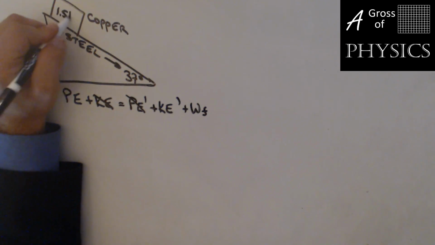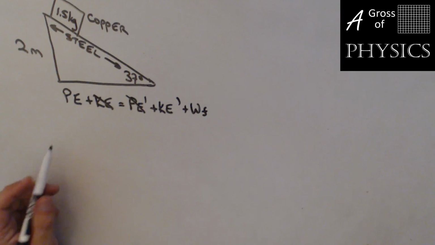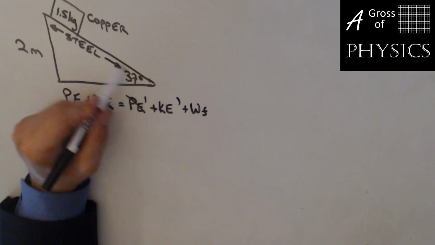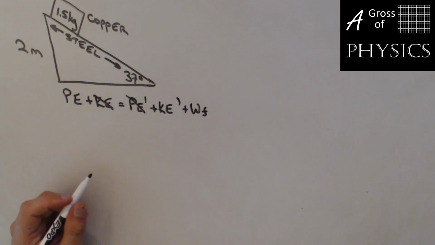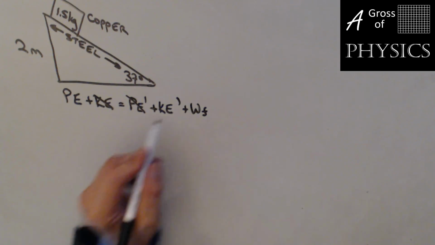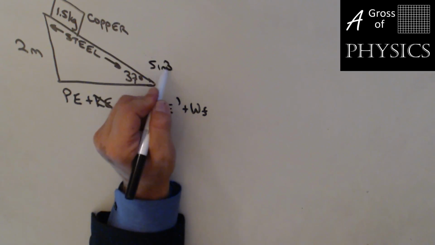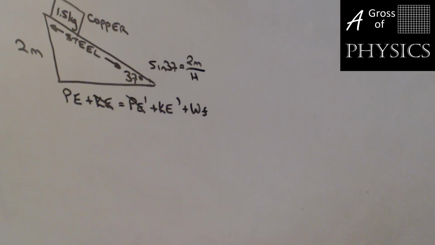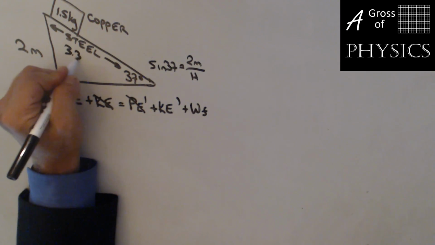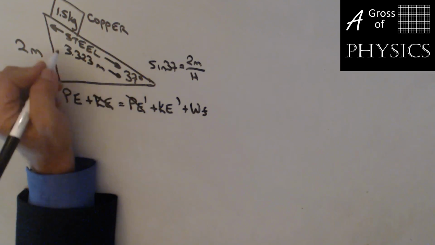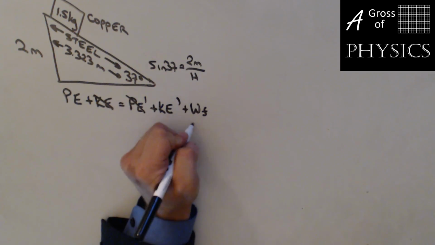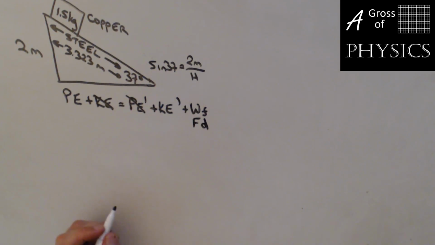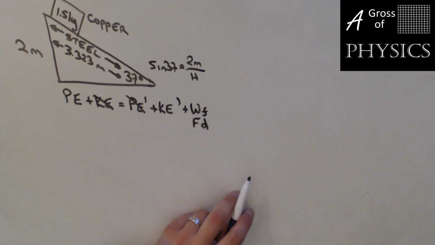Now, a few things we need to know about the block. It's 1.5 kilograms. And if it's going to have friction acting on it the whole length of the incline, we need to know how long the incline is. So what I'm going to do is sine 37 equals 2 meters over the hypotenuse. So that means 2 divided by sine of 37 will get me 3.323 meters. And that's the full length of the incline itself. That's going to be the D term when we deal with our friction later on.